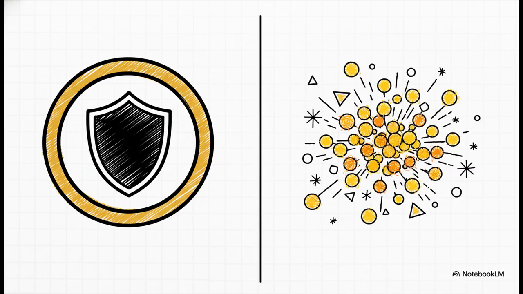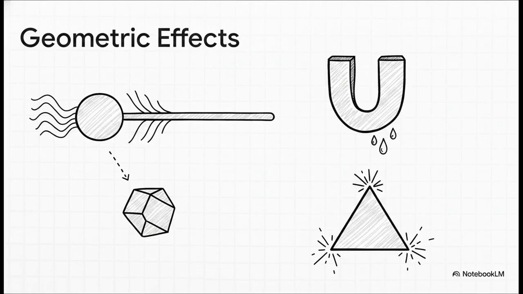Take gold, for example. Bulk gold, like the ring on your finger, is famously unreactive, right? It doesn't rust, it doesn't tarnish easily. But gold nanoparticles have such a high surface-to-volume ratio that their surface energy completely dominates, and they suddenly become incredibly active and potent chemical catalysts. It's a total 180.